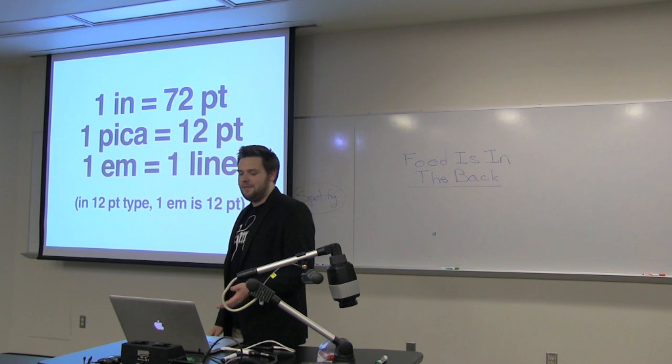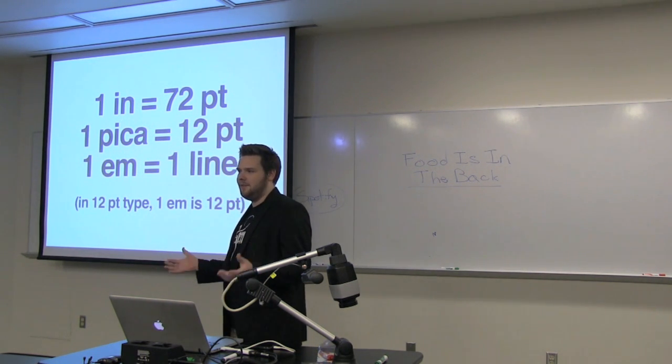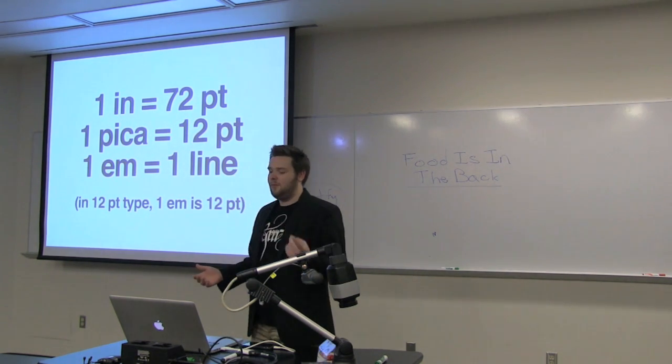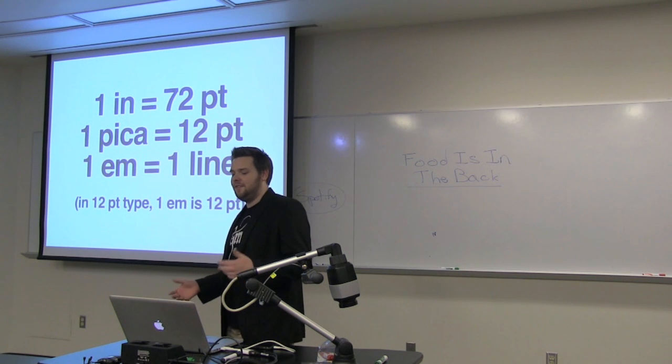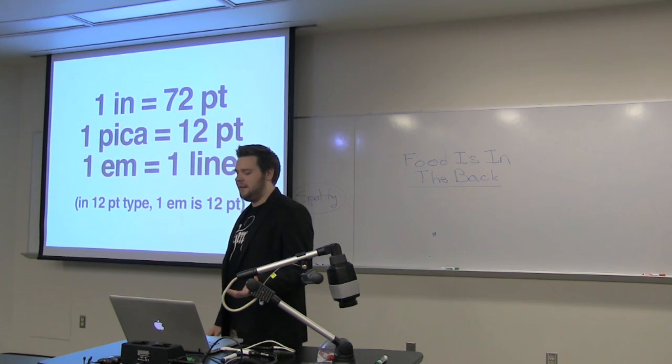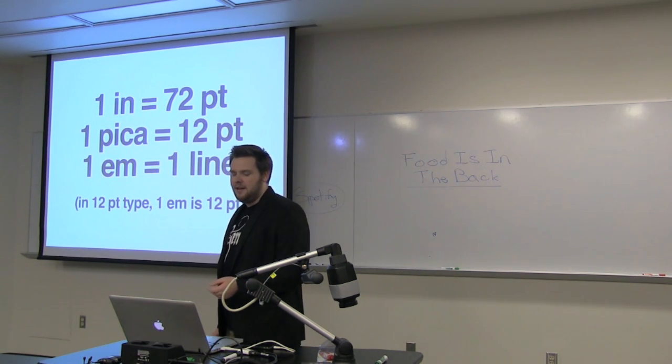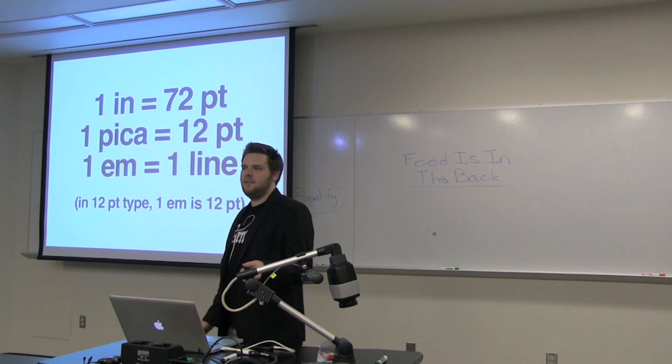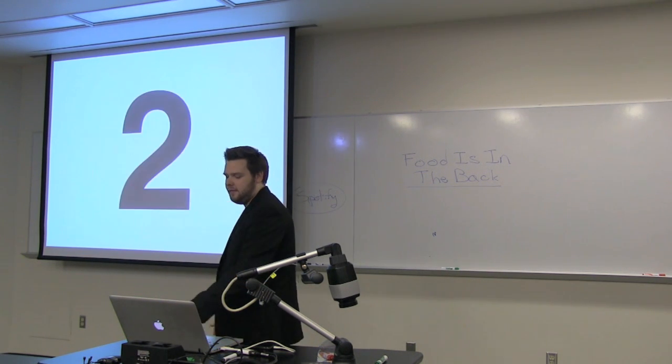Some measurements that we use. 1 inch is 72 points. Points, everybody uses them in Microsoft Word or whatever. I don't think most people know what they actually are. Conveniently, on most displays, 1 point is equal to 1 pixel because you have 72 dots per inch. A pica is another measurement that's often used, although we're not going to get too much into it. It's a 1/6 of an inch, 12 points. And 1 EM, which I'm sure everybody who's ever touched CSS has heard of before, is a measurement that changes depending on what size of type you're using. So if you're using 12-point type, 1 EM is 12 points.